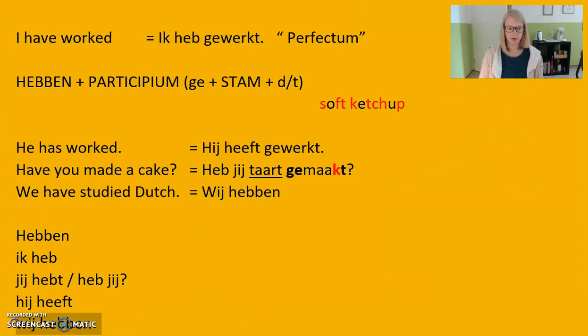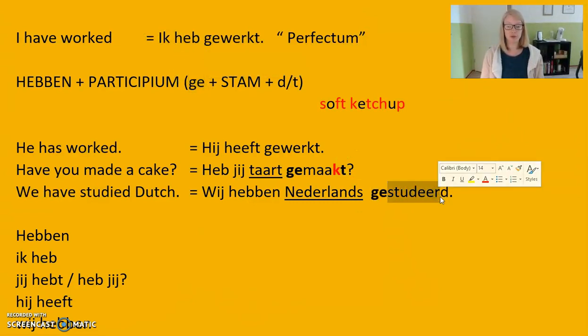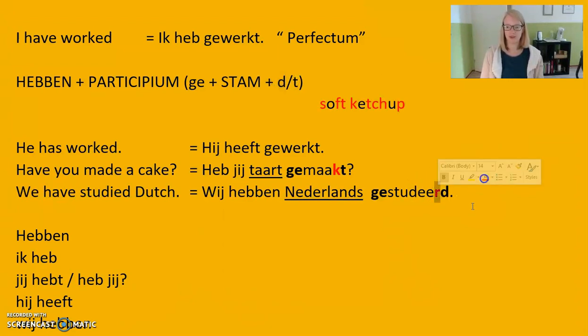And the last one, wij hebben. We have, plurals are always the complete base form of the verb with en. Wij hebben, then the extra information, Nederlands, gestudeerd. We start with the ge, like we said here. Then the stam of studeren is studeer. And then we have the D. Why? Because the R, the last letter of the stam, is not in 't soft ketchup. So it's normally just D.